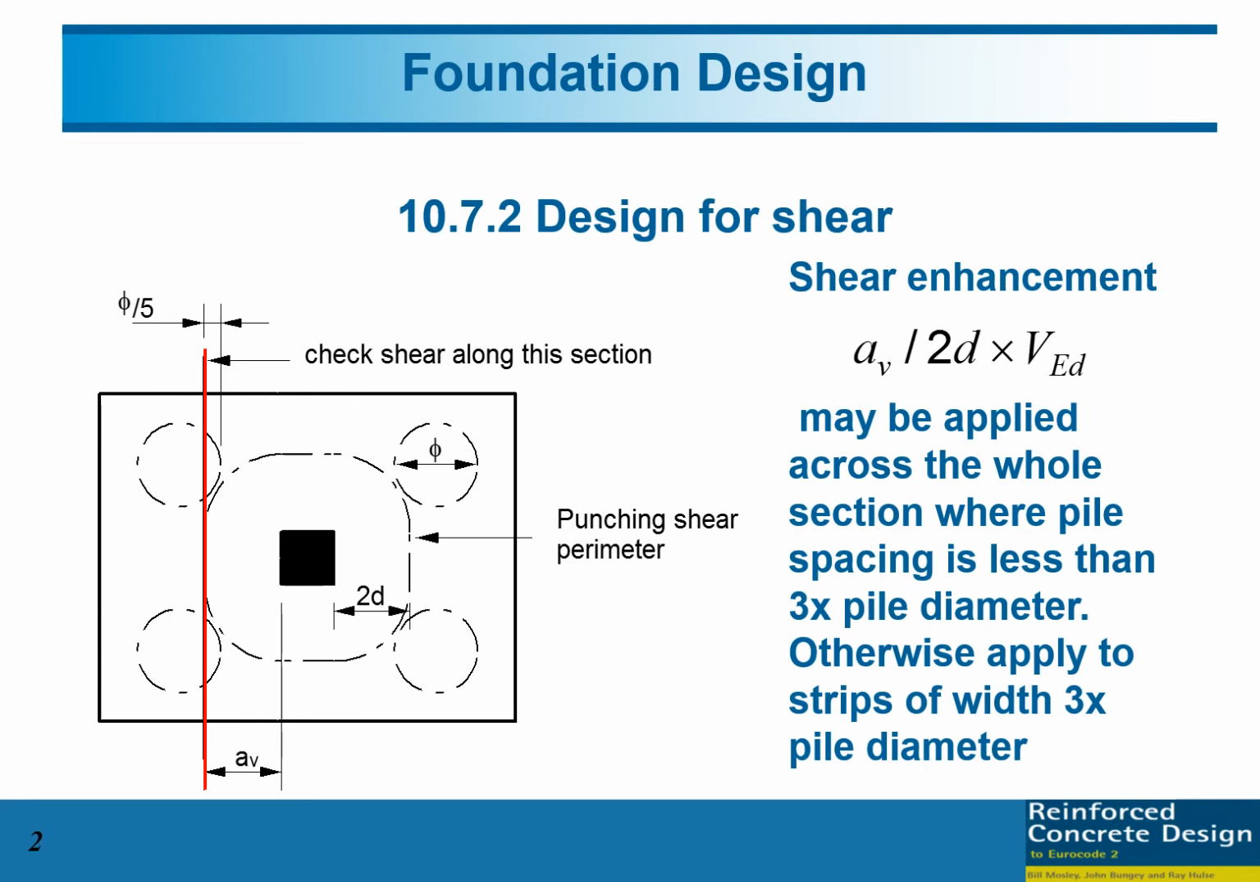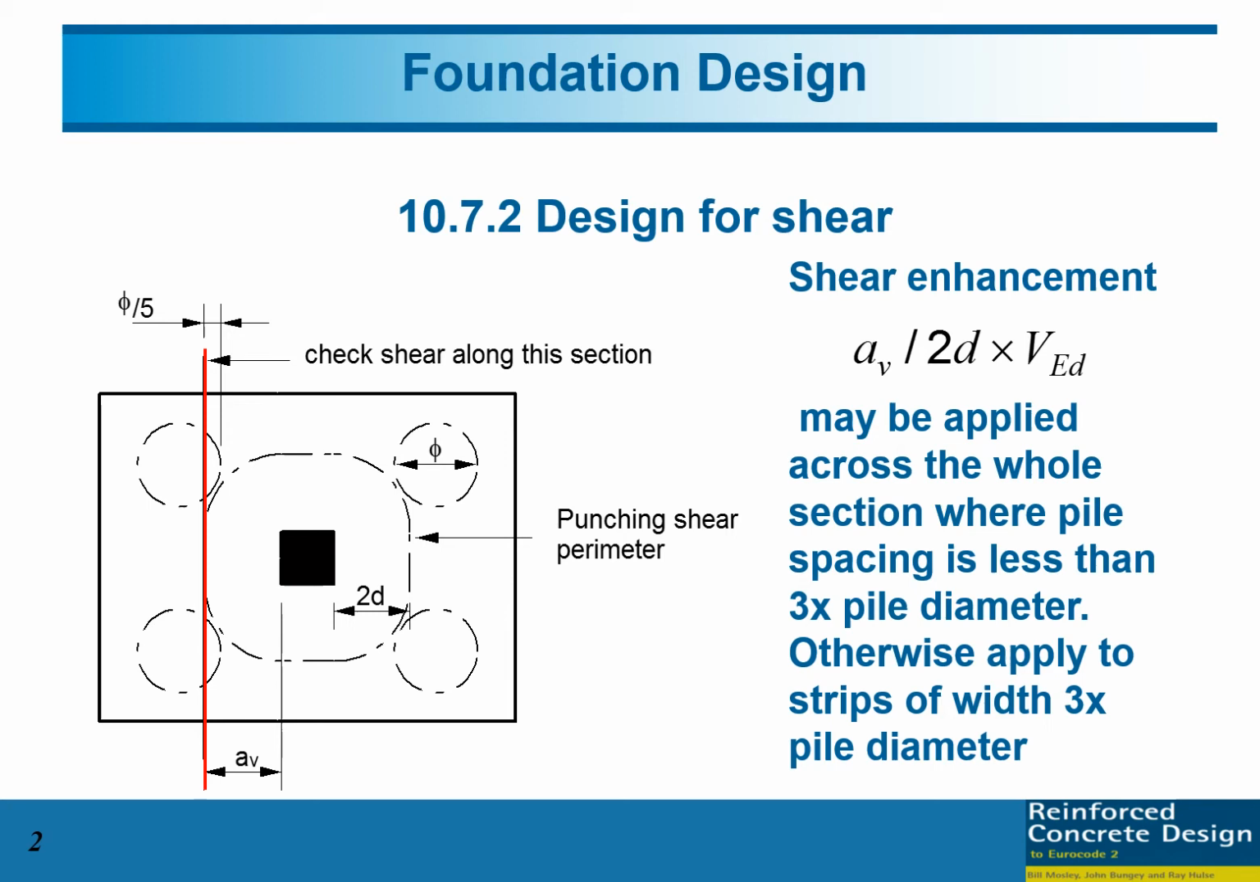After the design for shear, you can see here, for example, this pile cap supported by 4 piles here, with diameter of pile is phi, and then with the square column, okay, so you can see here they have the punching shear perimeter with the distance 2D from the face of column, so we need to get the alpha V. Okay, so the alpha V, this is actually the shear enhancement.